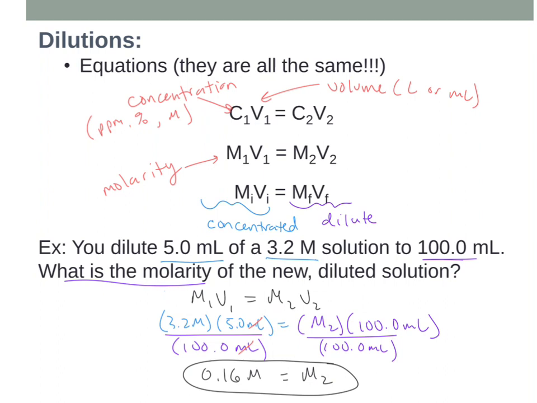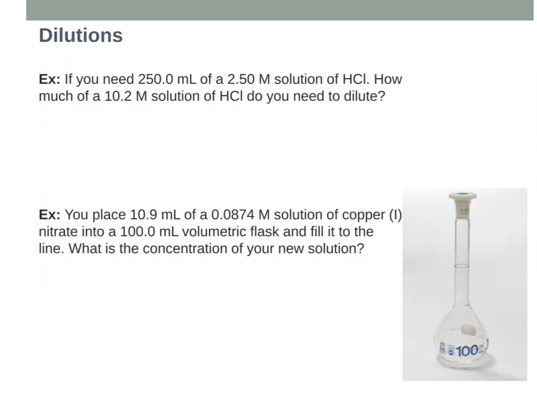So can you just do an algebra? You're just solving for M2. So apparently the concentration, if I dilute this by a factor of 20, is going to be 0.16 molar. Let's look at some more examples. And this is the only equation that you're going to use over and over and over again. I know I'm going to use my M1V1 equals M2V2. Again, what version of this equation you use is irrelevant.